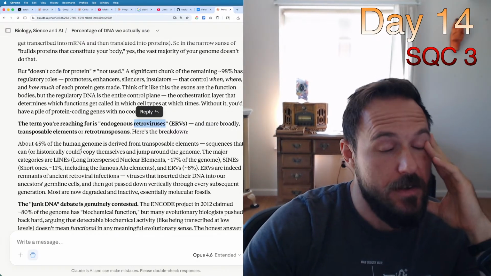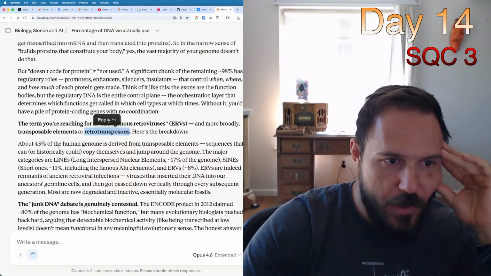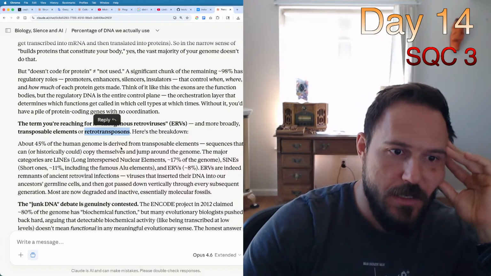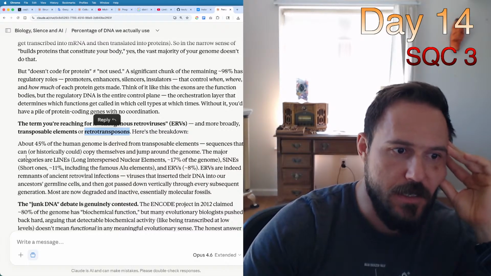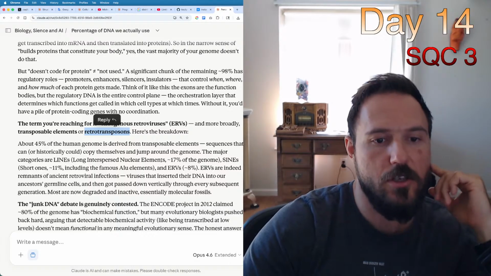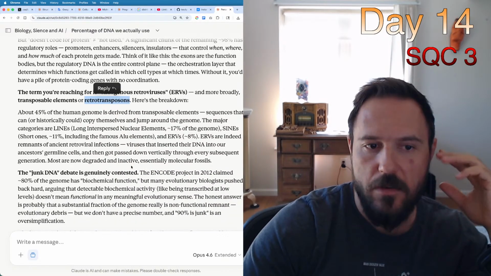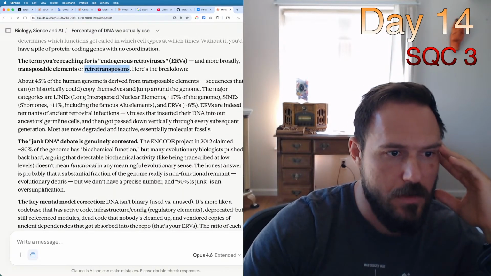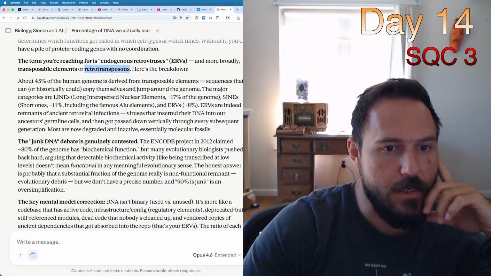About 40% of the human genome is derived from transposable elements, sequences that can, or historically could, copy themselves and jump around the genome. The major categories... that's where the junk DNA debate is, and it's generally contested.